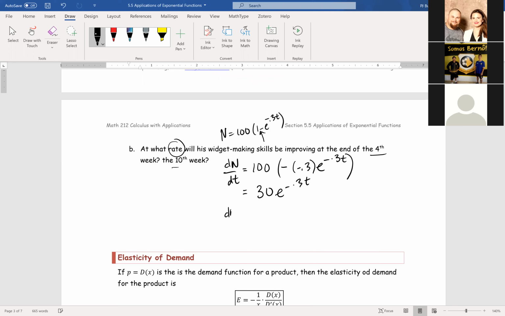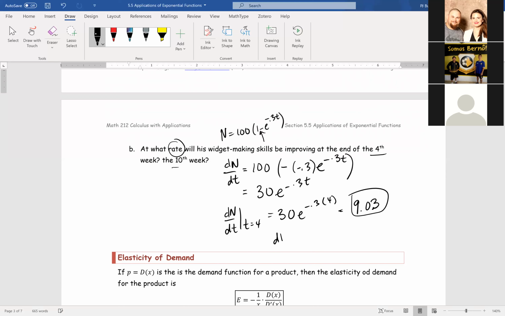Now it says 4th week and then 10th week. So we just want to know what's the derivative when t is equal to 4. So that's 30 e to the minus 0.3 times 4. Plug it in. That comes out to be about 9.03.